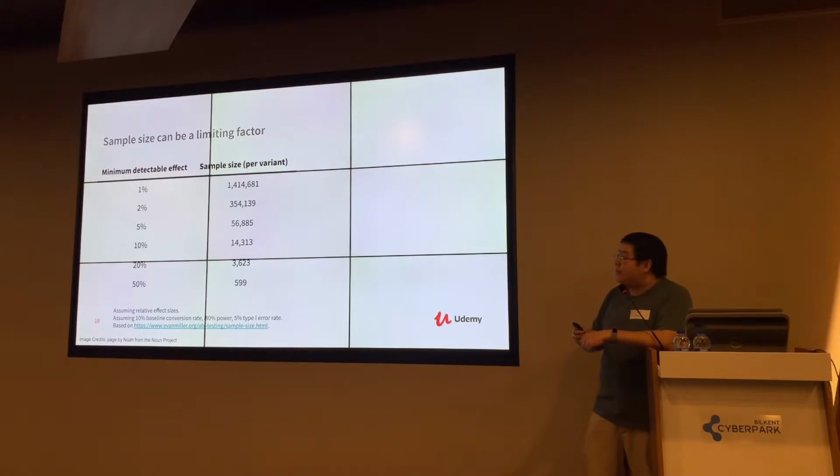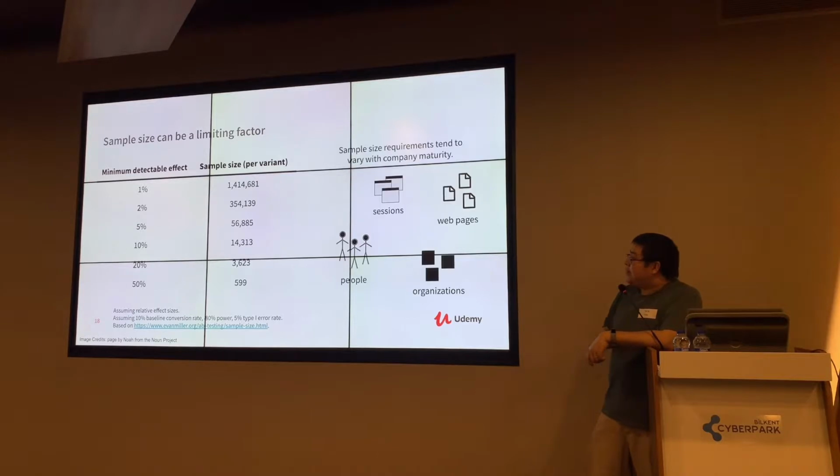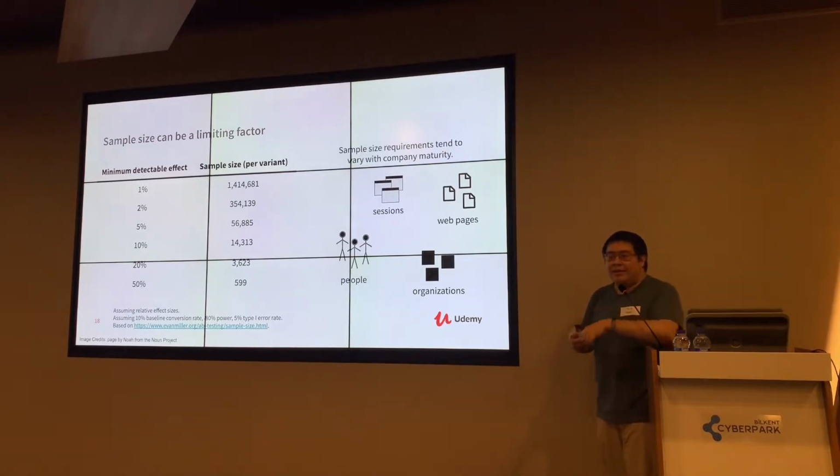And in fact, if you're looking for some of the very small effects, say like a 1% effect size, then you'll need millions of users in order to actually see that effect, right? So just to give a sense of how this plays out in practice and how that manifests in an actual business, for Udemy, we actually have many different types of randomization units.